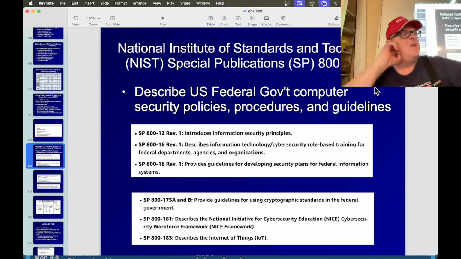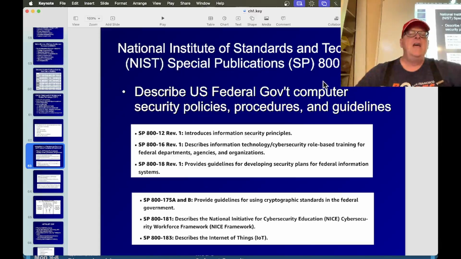Then there's NIST. NIST is the government organization that sets standards, all kinds of standards, like how much a pound is, the Fahrenheit temperature scale, and all that jazz. And the 800 series is their information security series. And this one is the one I know best because I consult for critical infrastructure companies. And I learned right away, nobody wants my opinion on anything.